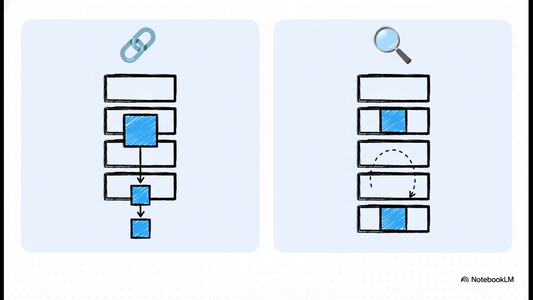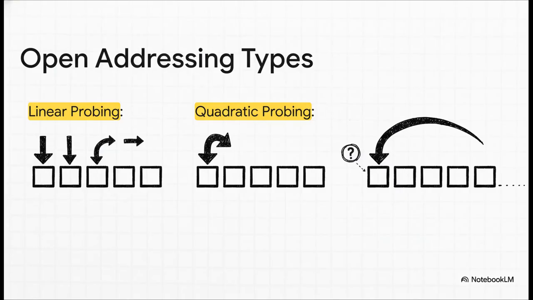Both are great solutions, and they each have their own pros and cons. Now, within open addressing, there are a few different ways to find that next empty spot. Linear probing is the most basic. Just check the very next slot, then the next one, and so on. Quadratic probing tries to avoid bunching things up by taking bigger and bigger jumps. And then there's double hashing, which uses a whole second hash function just to figure out how far to jump. It's often the best at spreading things out.